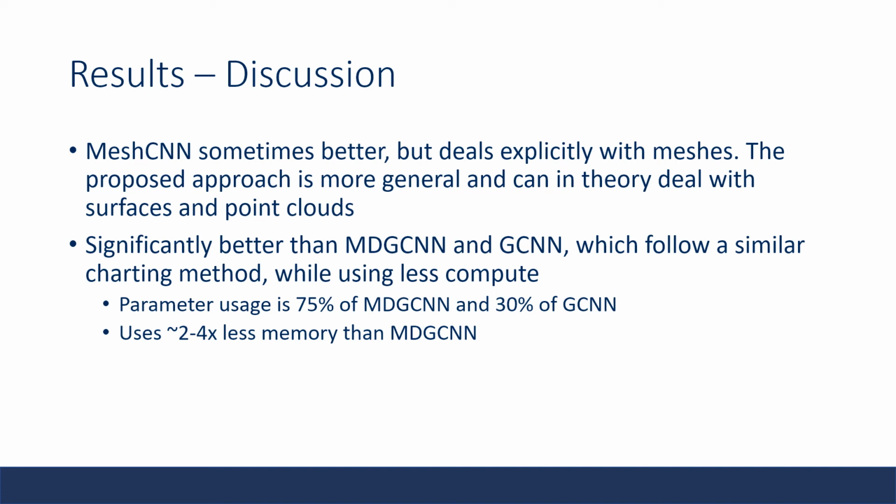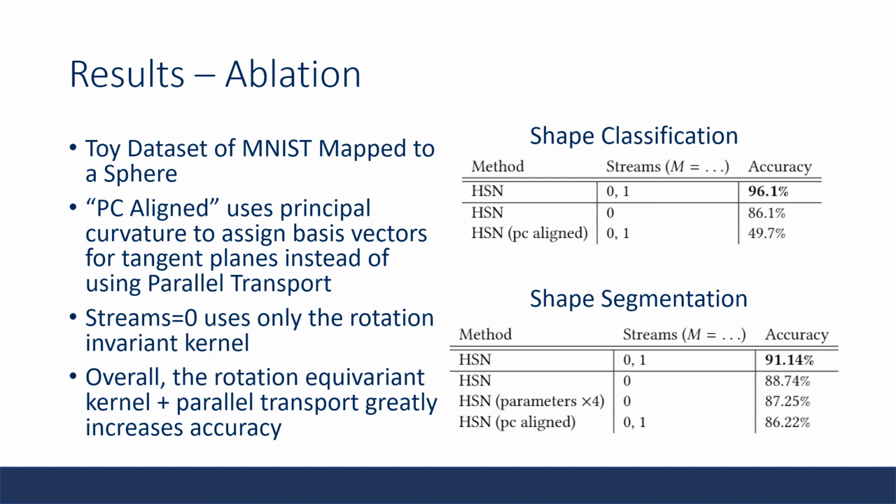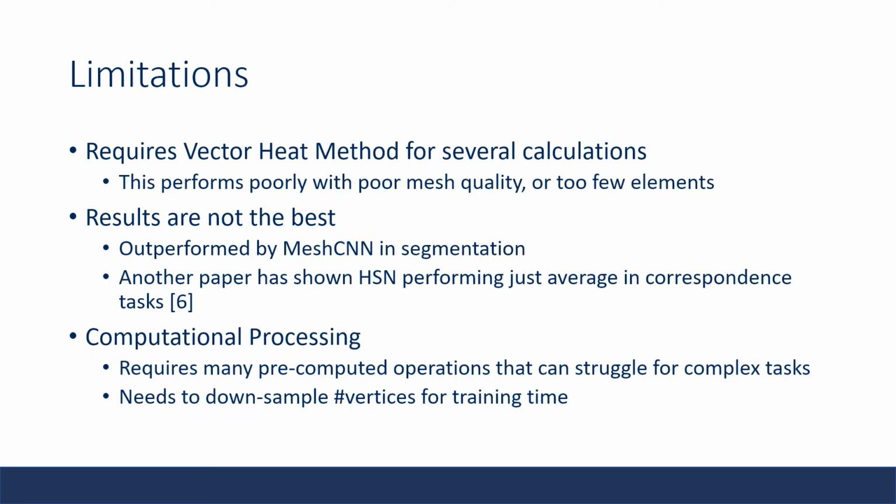Here the authors did an ablation study on the effectiveness of using parallel transport and the rotation-equivariant kernels. We can see in the results that dropping either one of these techniques significantly decreases the accuracy of the network. However, there are a couple of limitations. Firstly, this requires the vector heat method for several calculations. This method performs poorly if the mesh is low quality or has too few elements.